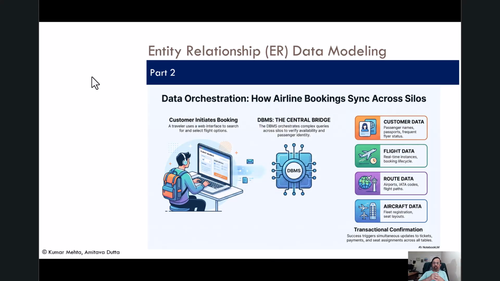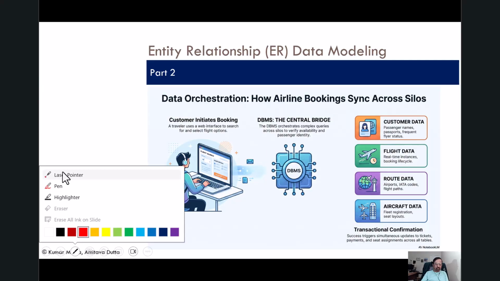Okay, let's continue now with our discussion of entity relationship data modeling. Now, before we do that, let's take stock of where we are in our discussion. So, the setting that we have is one where we have a business application. The example that we're using is an airline reservation application.